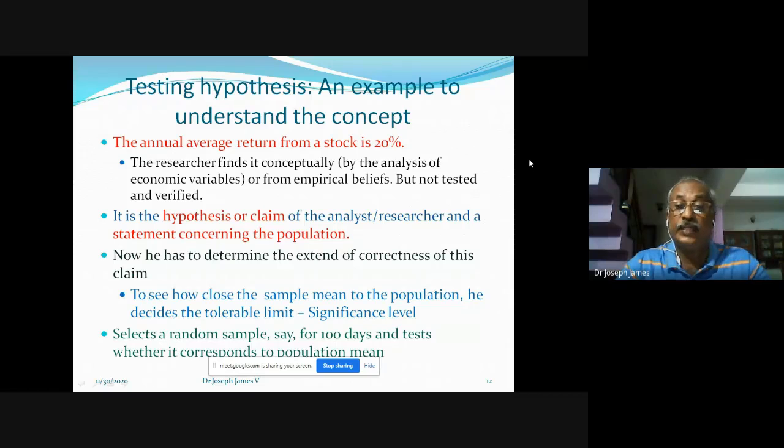And if such a deviation is within a tolerable limit, we say that the mean of the population is 20%. And if it is not within the tolerable limit, we say that the population mean is not 20%. And such a tolerance limit may be roughly considered as the significance level.